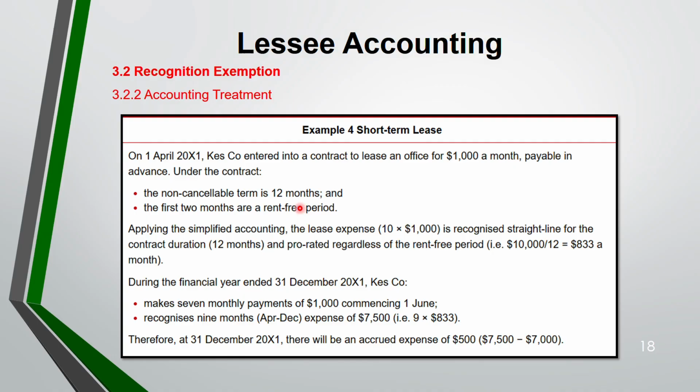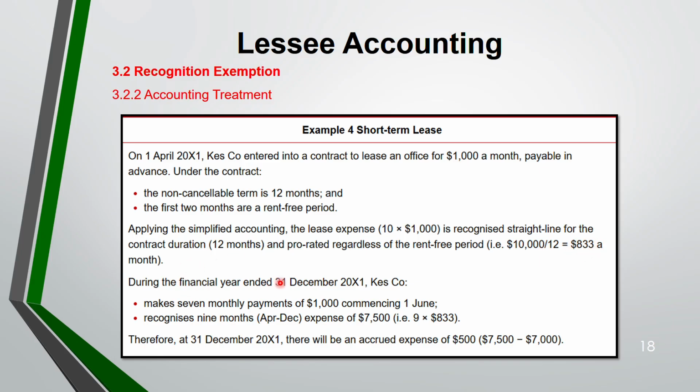Now, under the simplified accounting, your lease expense would be 10 months, because out of the 12, 2 months are rent-free. So 10 months into 1,000 will be recognized on a straight-line basis. And it will be prorated regardless of the rent-free amount. We want to know per month how much it is. So 10,000, this lease expense will be divided by 12. So it's 833 a month.